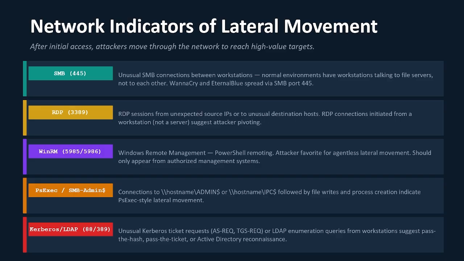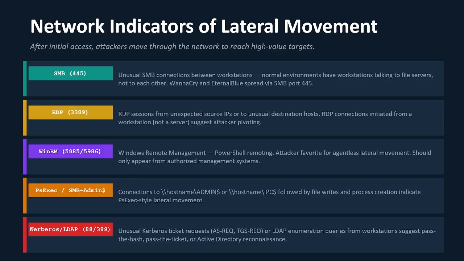Same with RDP. Usually RDP should be highly controlled and not enabled, but that is a vector of some compromise. WinRM, which is Windows Remote Management, also known as PowerShell remoting, is a way that you can remotely run and manage various systems, and that uses ports 5985 and 5986, I believe.